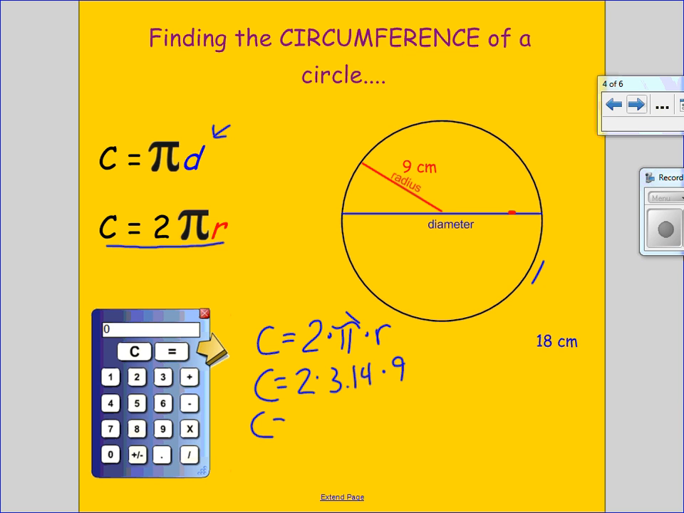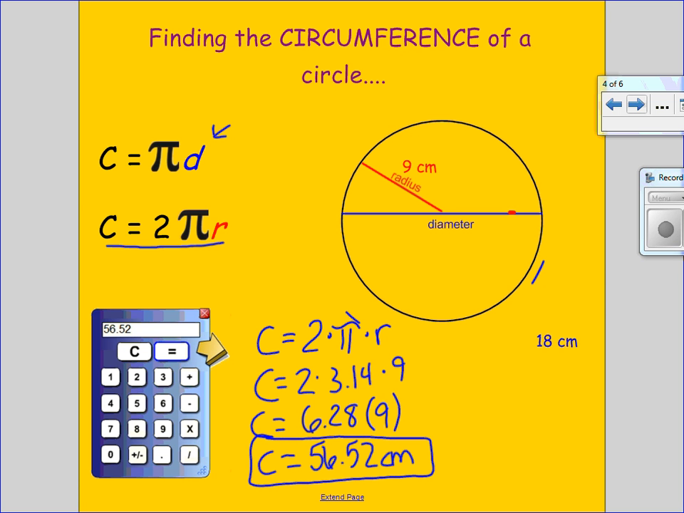Combine like terms. 2 times 3.14 gives us 6.28. So 6.28 times 9. Switch to parentheses, and we'll times that by 9, and we get a circumference of 56.52 centimeters. This is distance around, so we're not going to square it. We're not finding the space inside, we're finding the distance around the circle.